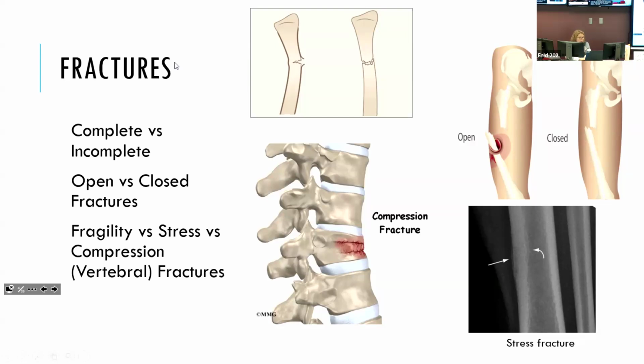So the difference is the compression fracture is usually from trauma, and it's that V shape. The fragility fracture is from a low level of trauma, like falling from standing height. And then the stress fracture is the overuse.